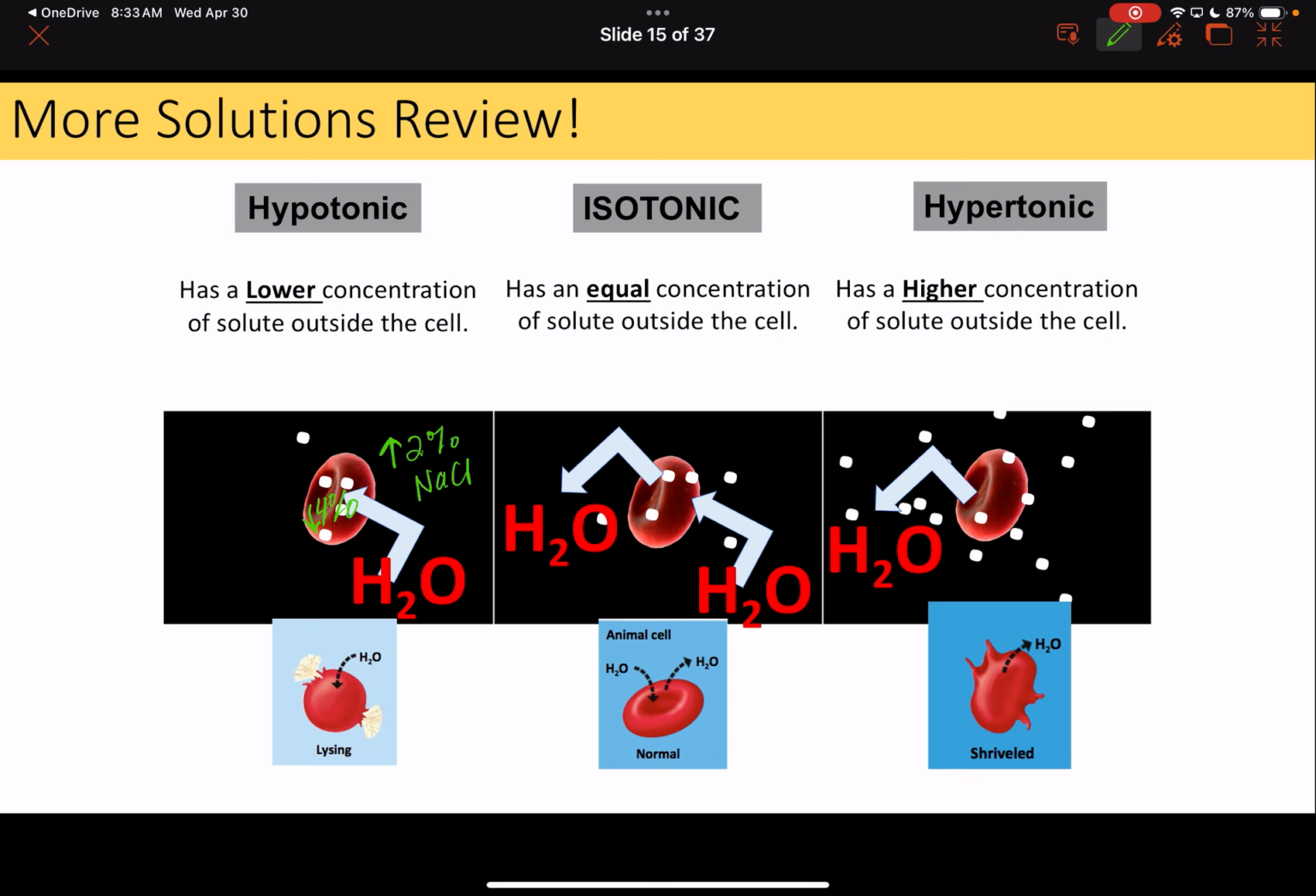So everyone okay with that? And the term I always use is hypo makes a hippo. And a hypotonic solution is going to make the cell swell and get bigger. So hypo-hippo. Okay.